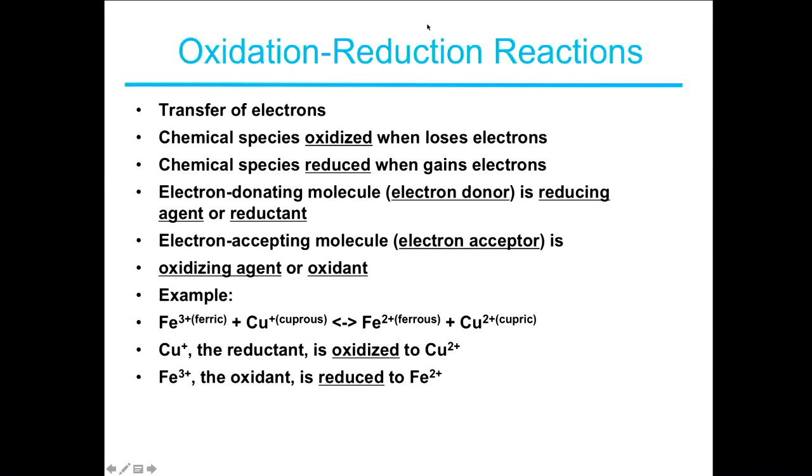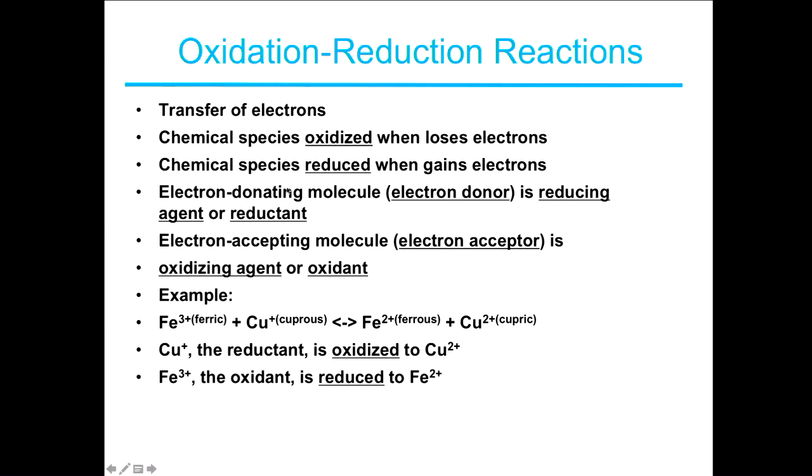Okay, but what exactly is an oxidation reduction reaction? Here again, I've outlined a lot of your key terms and concepts. We're talking about transfer of electrons. A chemical species that loses electrons, we say that species is becoming oxidized. Another species will be gaining electrons, and we say that's been reduced. So reduced is gaining, oxidized is giving up.